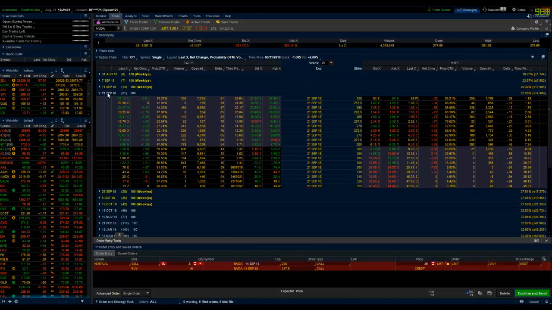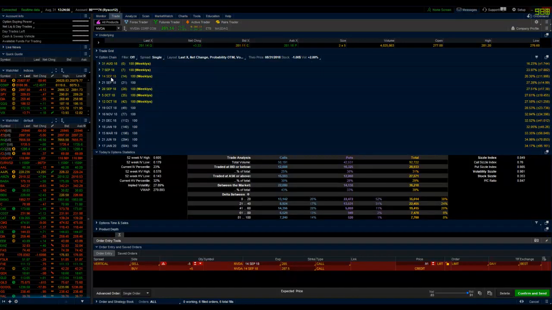What I'm going to do is take a look at the September 14 weekly options. They have 14 days left. Why am I going with the weekly options here? By going with those weeklies with 14 days left, the closer we get to expiration, the more the time decay picks up. That's a good thing. When I sell a credit spread, I want that time decay to add up as quickly as possible.